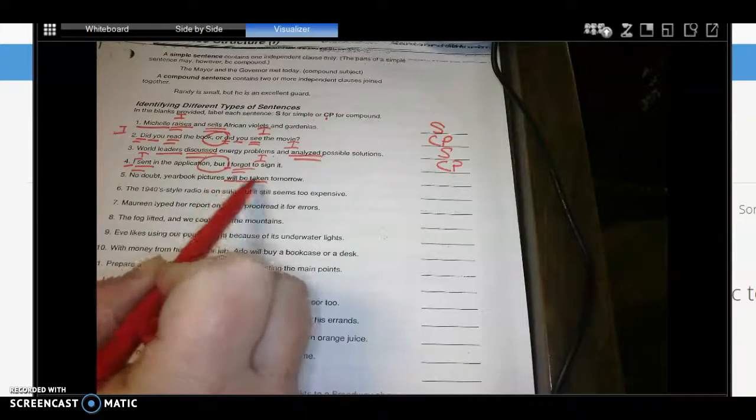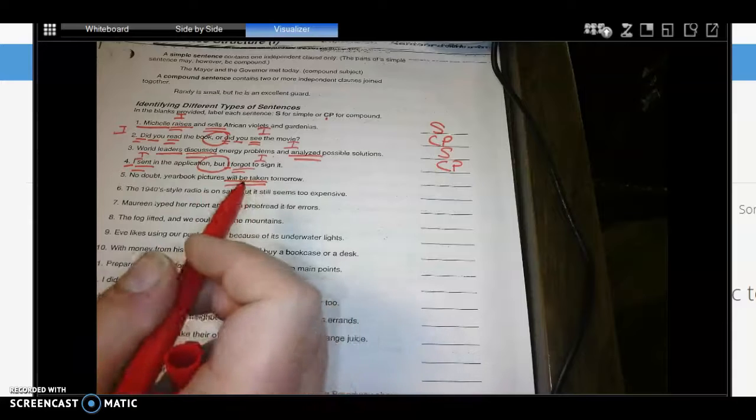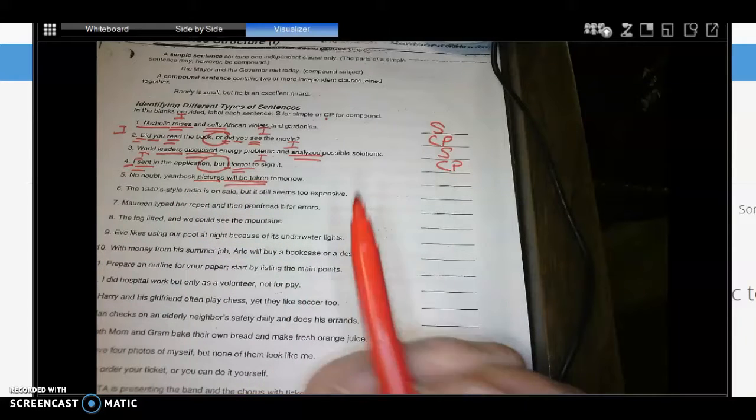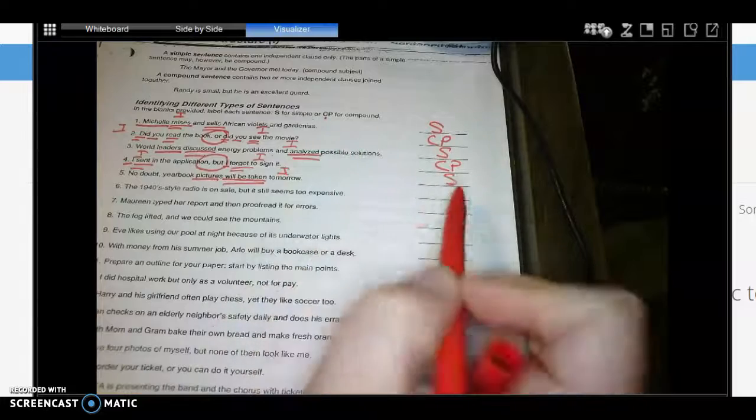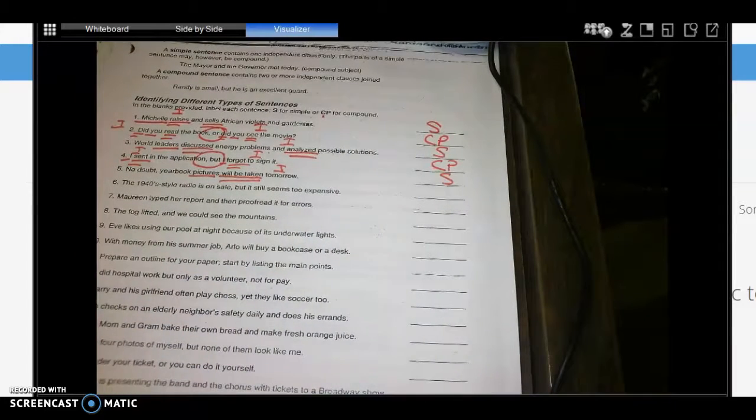Let's look at number 5. We have will be taken. And what will be taken? Pictures. That's the only subject and verb I have in this. I have one independent clause. The sentence is simple.